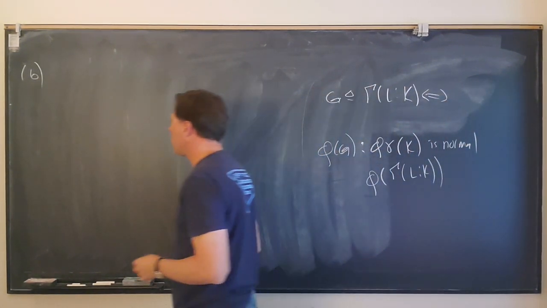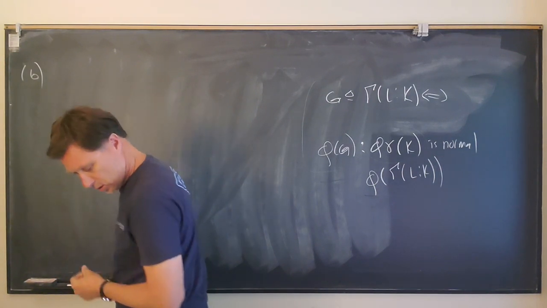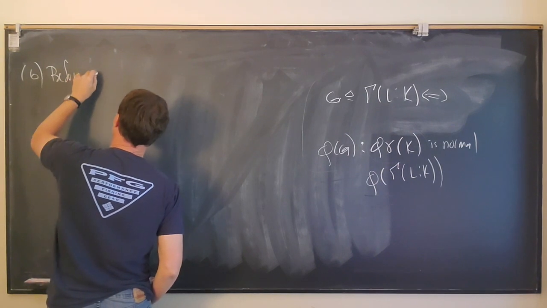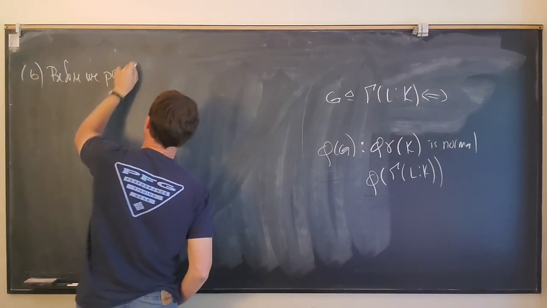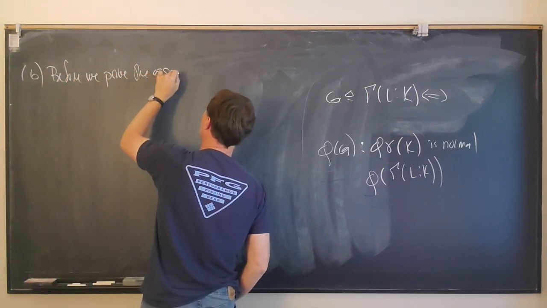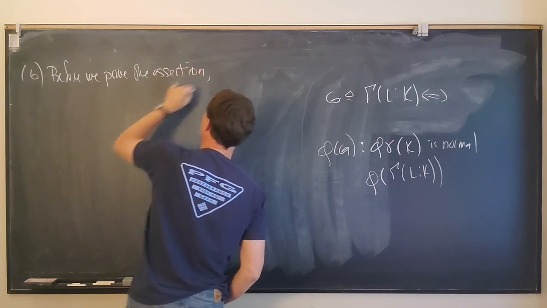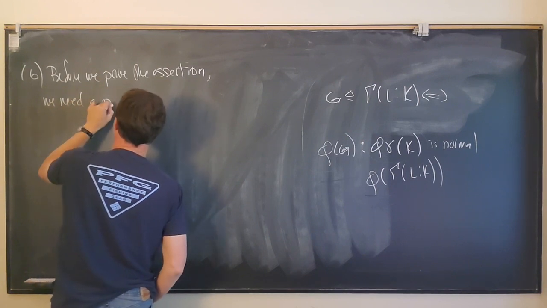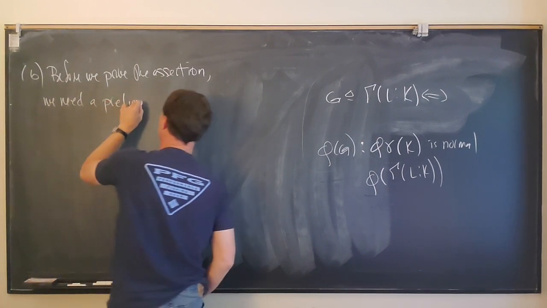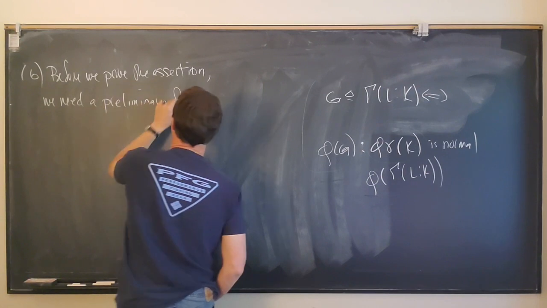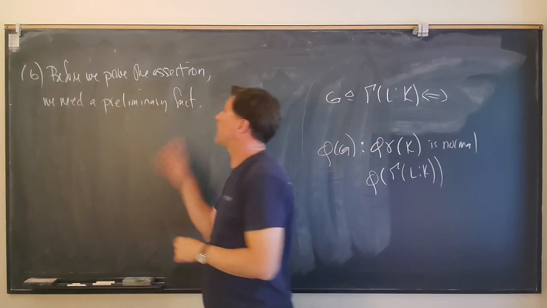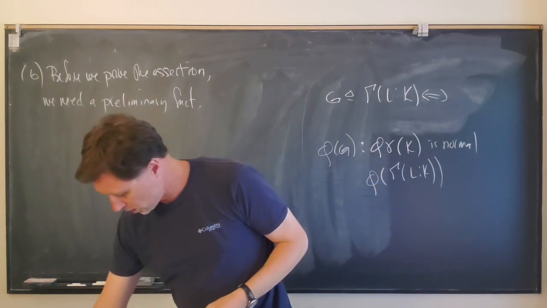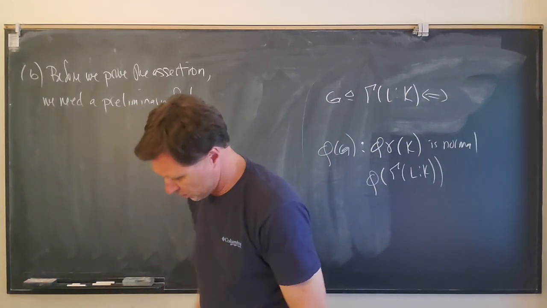And before we prove the assertion, we need a preliminary fact. We're going to use this in part B, and if I remember correctly, we also use this in part C of the proof. And so let's just see what's happening here.